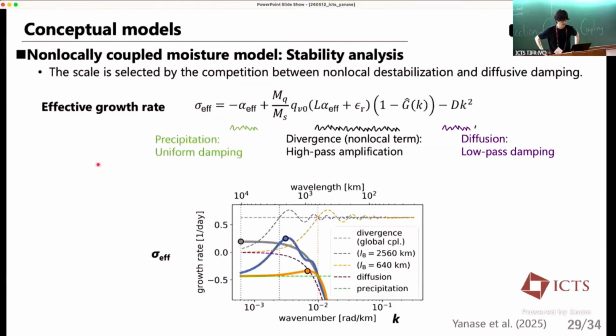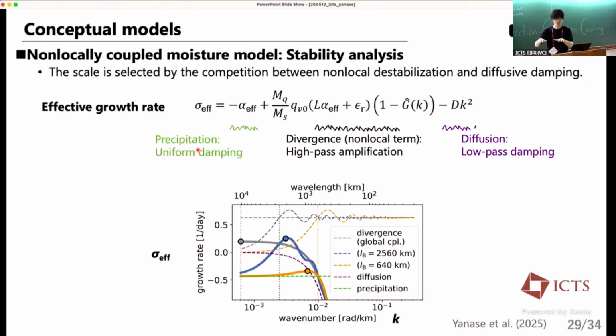And we also did some stability analysis of what scales of perturbation grow faster. I won't go into detail, but we derived the effective growth rate as a function of wave number, so the scale dependence. In the precipitation terms, this growth rate is determined by the competition between the precipitation term, the divergence term, which is related to the feedback from moisture convection and the weak temperature gradient circulation feedback, and also diffusion. The precipitation term plays a role in uniform damping.